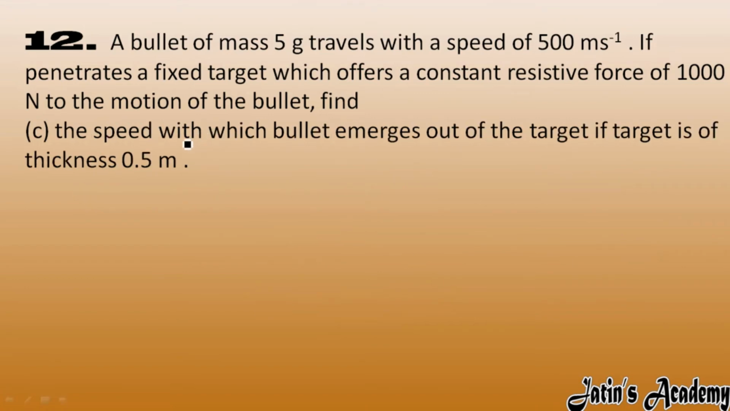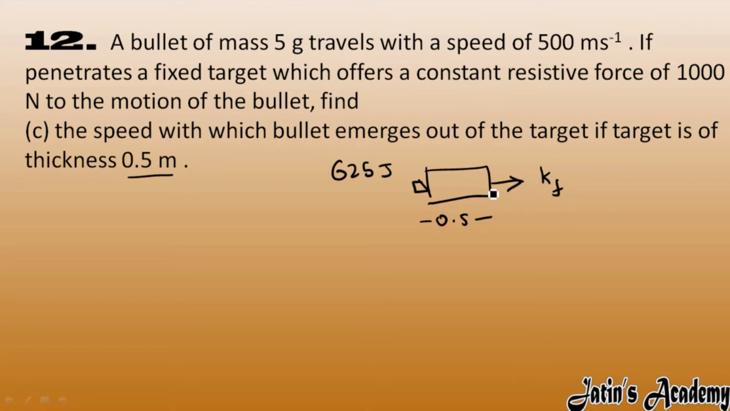Next we have the speed with which the bullet emerges out if the target is 0.5 meter thick. Now the thickness of the block is only 0.5 meter. So initially the bullet is moving with energy of 625 joule. Finally it is coming out with some kinetic energy. The final kinetic energy I don't know, so we have to calculate that energy. The other energy is taken by this block. How much energy is taken by this block? This energy is force into displacement.